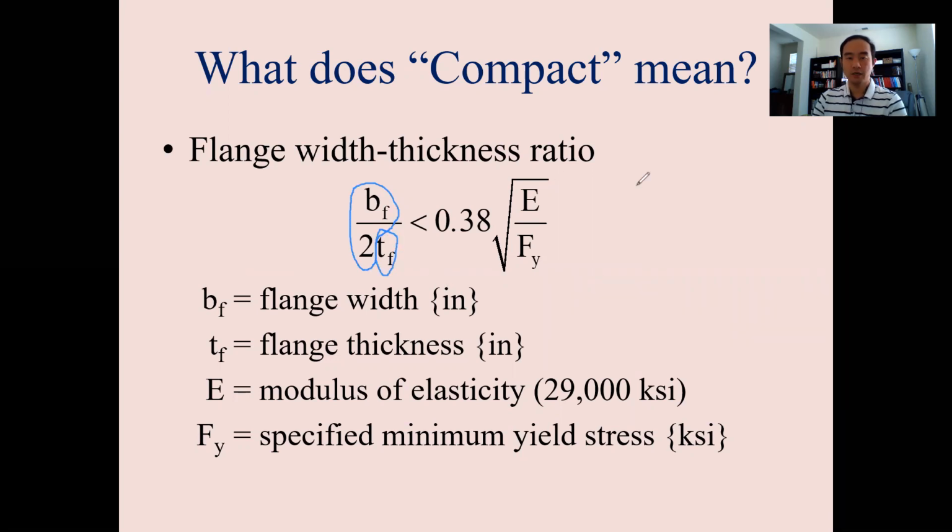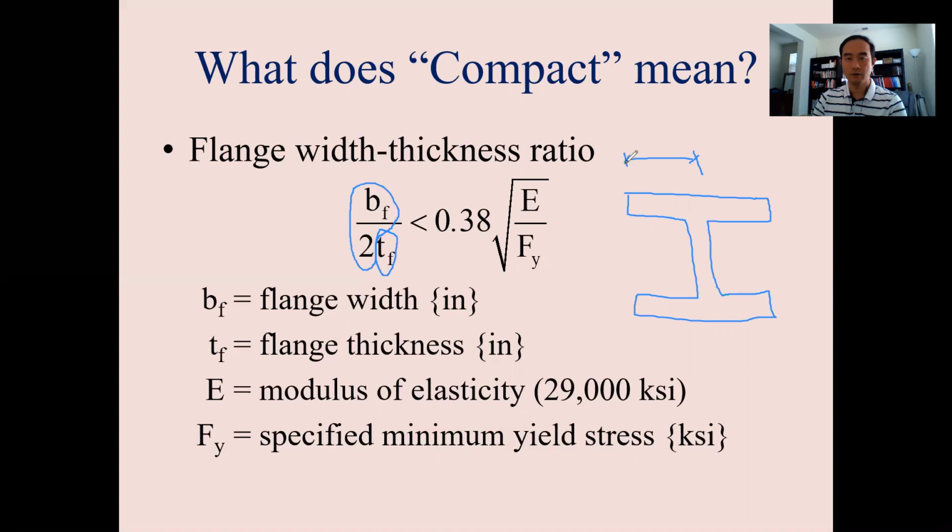So let's say here we have a typical W-shaped section. Sorry about the poor drawing. And bf over 2, bf is the width of the flange, so bf over 2 is going to be just half of the flange width, right? And tf is the thickness of the flange. So when we take a ratio between these two, that means it's kind of a slenderness ratio for the cantilever portion of the flange.